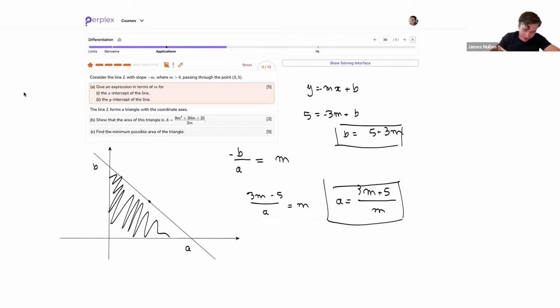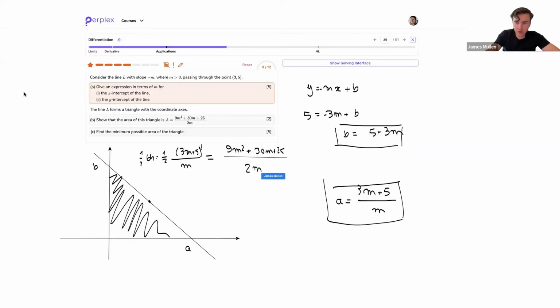So that is helpful. The area of this triangle is just half of base times height. The base is going to be a, and the height is going to be b. That's probably a bit backwards, but whatever. So this is half of (3m plus 5) squared over m. I expand all of this and get (9m squared plus 30m plus 25) all over 2m. That's the expression for B.